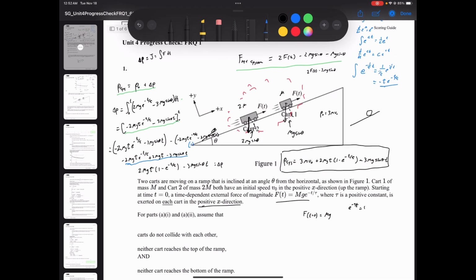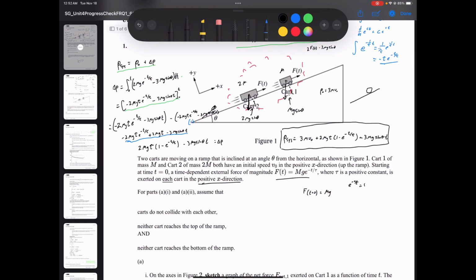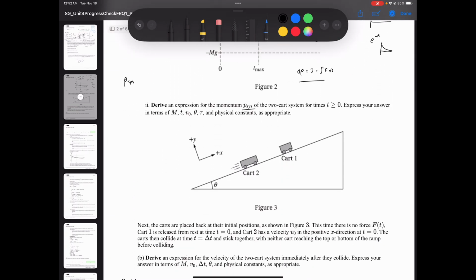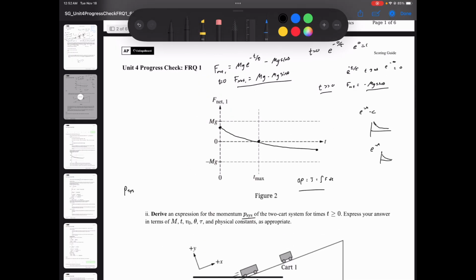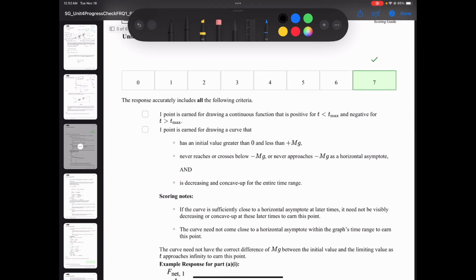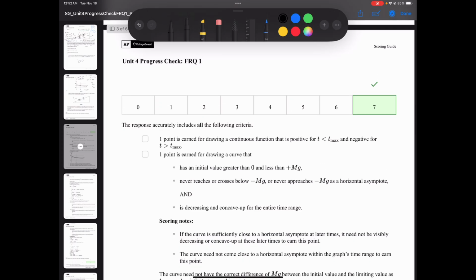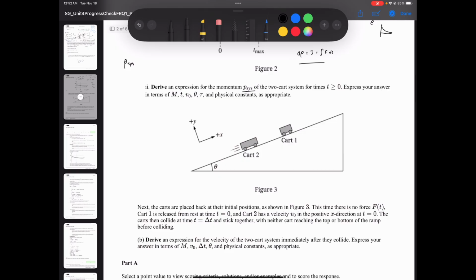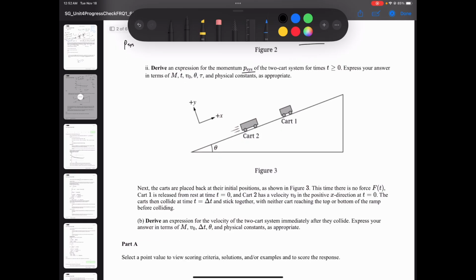So that's quite a bit of math, but that's what we need to know how to do for some of these problems. All right, so for the rest of this, I would say it's smooth sailing. Notice part A, oh my, that's 7 points if you look at the scoring guidelines. So that one's a bit of a doozy. But now let's look at part B.